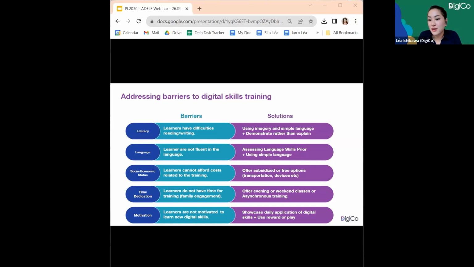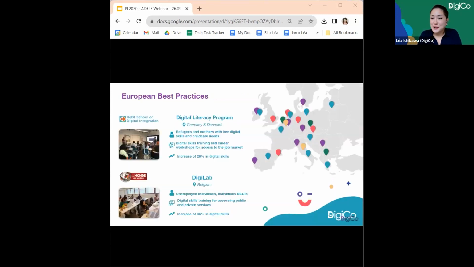Another thing we see is the use of reward or play, having small encouraging activities that reward them at the end of a long session or a long module. That's super important as well. Right, so I spoke a lot, but I want to show you two concrete examples that exemplify everything I just mentioned.